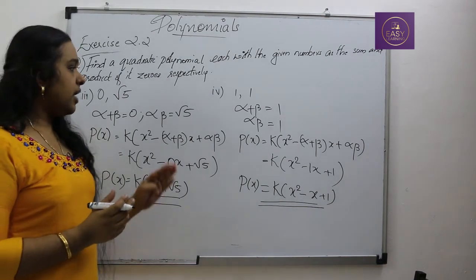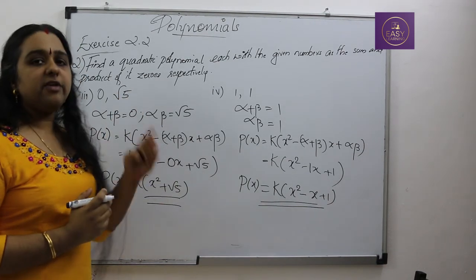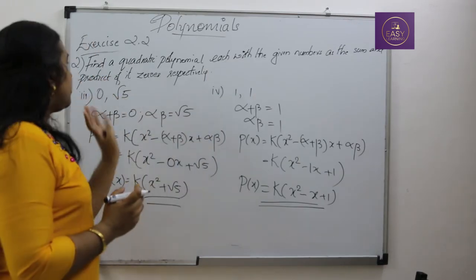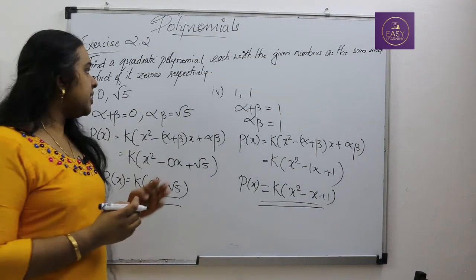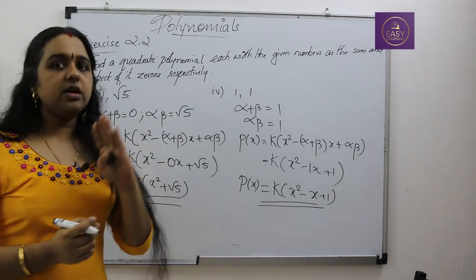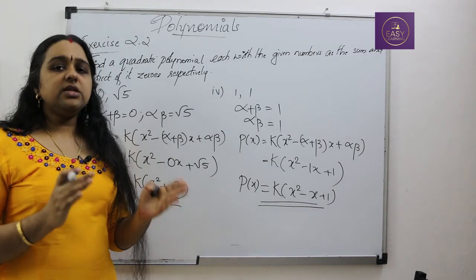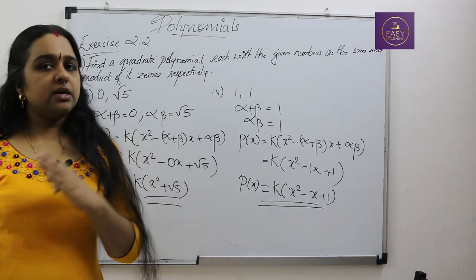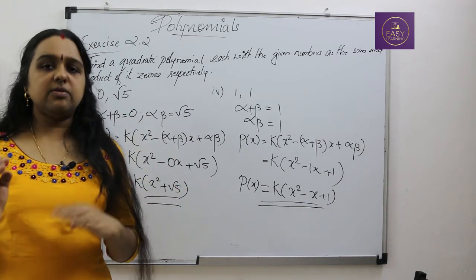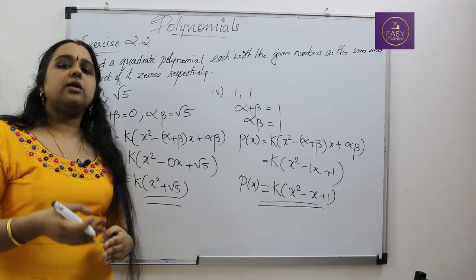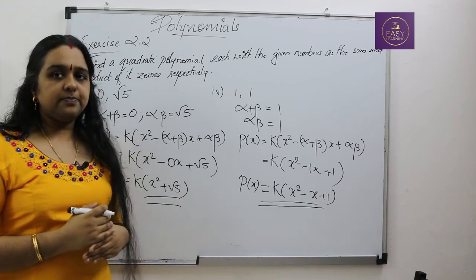This is the way you have to find the quadratic polynomial when you are given the sum and product of its zeros. Sometimes you will be given alpha and beta values. When you are given alpha and beta values, you know how to solve. You know alpha plus beta equals minus b by a and alpha beta equals c by a. In that way also you can come to the solution. Okay.